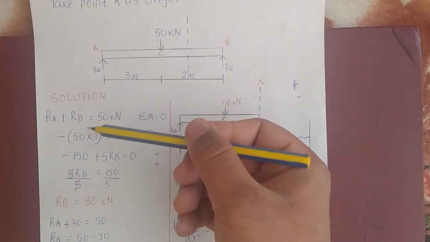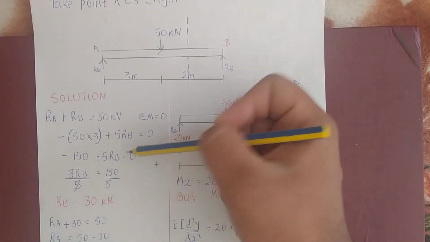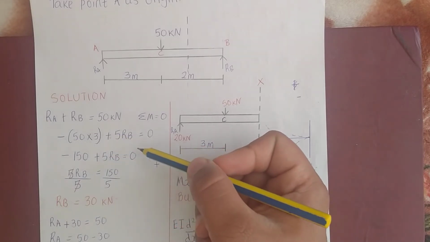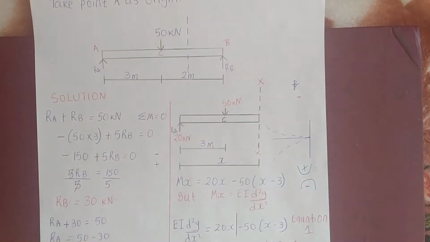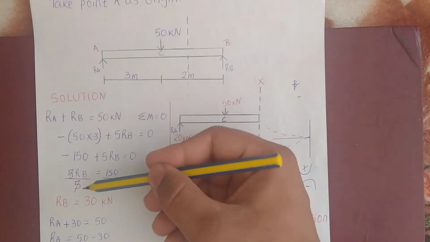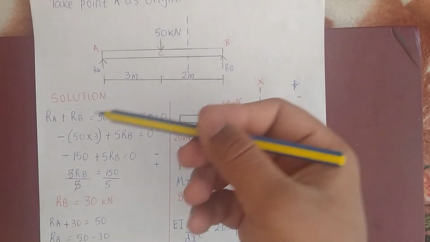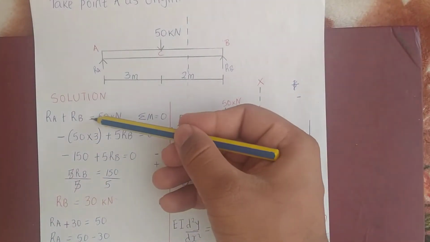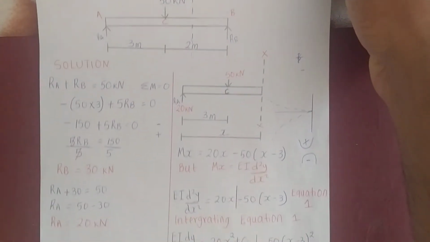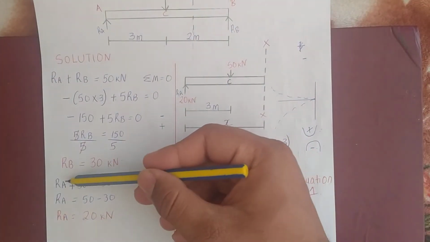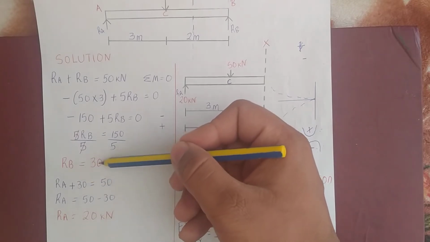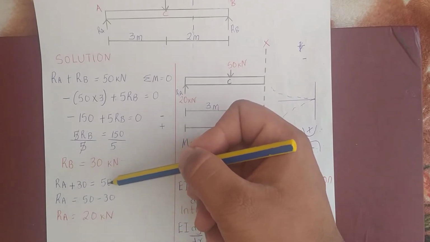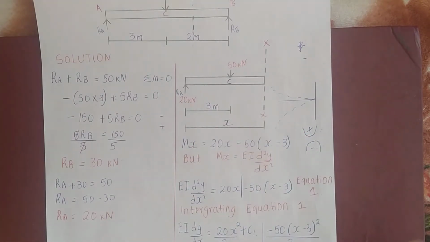When you calculate this, you'll get negative 150 plus 5 RB is equal to 0. I want to find the value of RB, so I'll move this 150 to the other side. So I'll have 5 RB is equal to 150. When I divide both sides by 5, I'll get my RB as 30 kilonewtons. So from this equation, you can get your RA. RA plus 30, which is our RB that we have recently gotten, is equal to 50 kilonewtons. When I take this 30 to the other side, I'll have my RA as 20 kilonewtons.